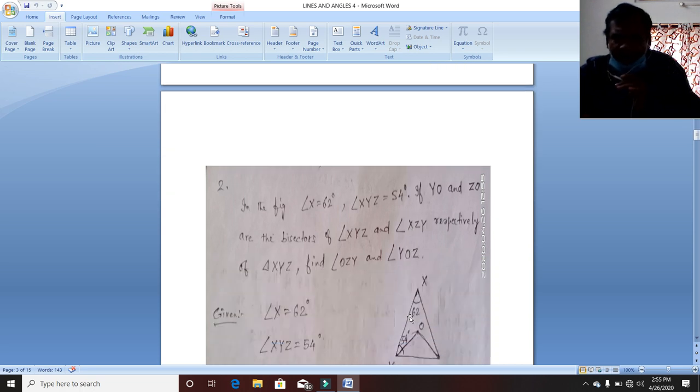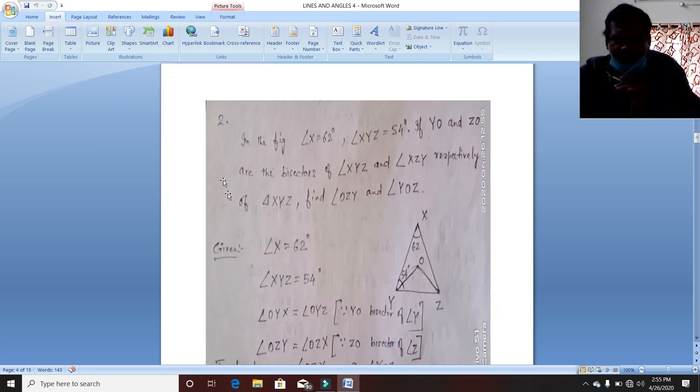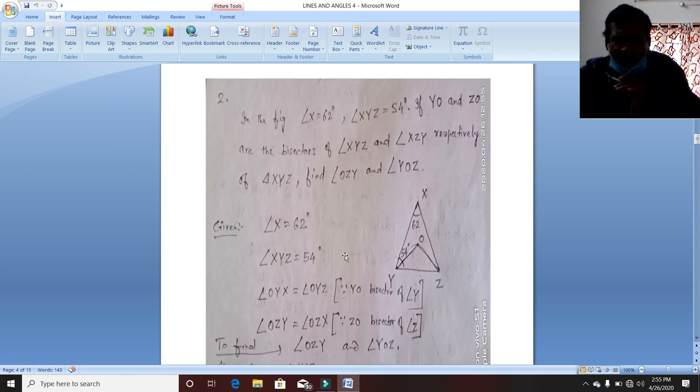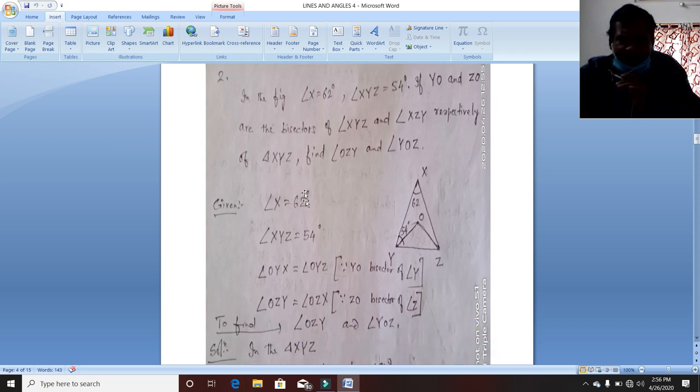Yes or no? Now you see problem 2. Now the question I have written from the book. The diagram also I have drawn here. Here the given points are what? Angle X is 62 degrees. Angle XYZ is 54 degrees. This is XYZ. And I have to find what? OZY and YOZ I have to find.